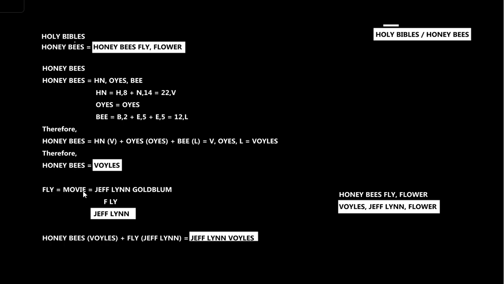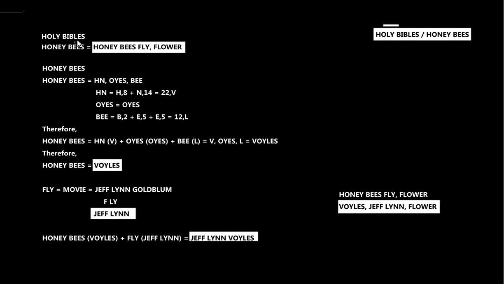All right, let's take the word fly. Fly is the name of a movie that starred Jeff Goldblum. The name of the movie is not found in Goldblum, but is found in Jeff. Therefore, we discard the Goldblum and keep the Jeff. Therefore, fly equals Jeff. Therefore, honeybees, voiles, plus fly, Jeff, equals Jeff voiles.